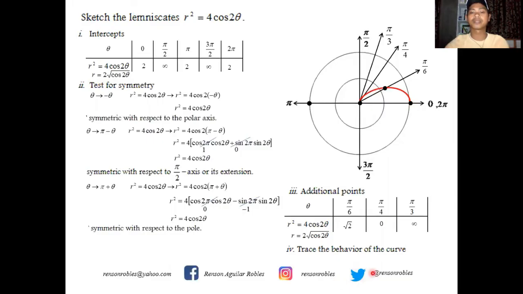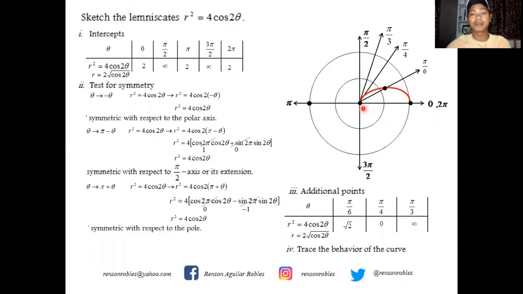Okay, so we are now tracing the behavior of the curve. Again, that is symmetric with respect to the pi over 2 axis, so it will have a reflection here. And it is also symmetric with respect to the polar axis or the line OX, so it will have a reflection here, and that completes our lemniscate r squared equals 4 cosine 2 theta.